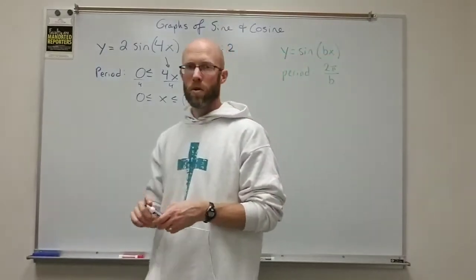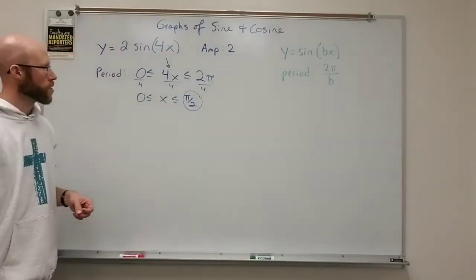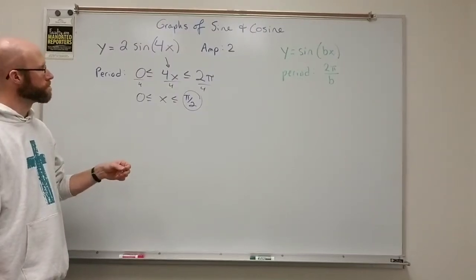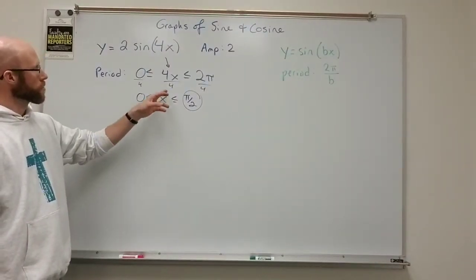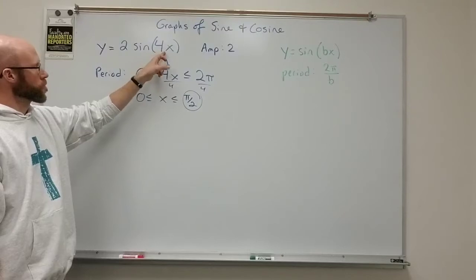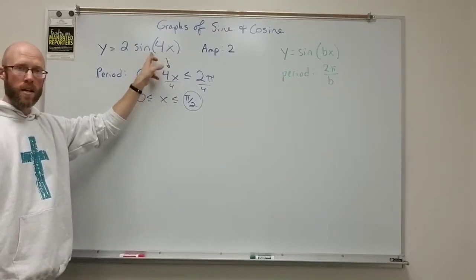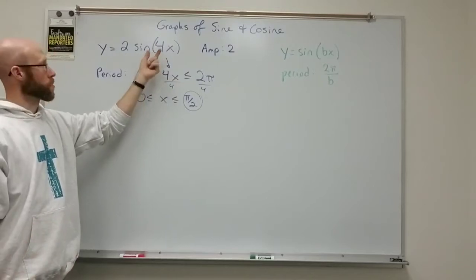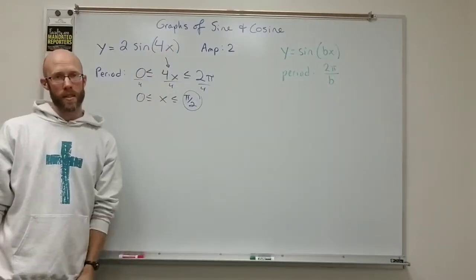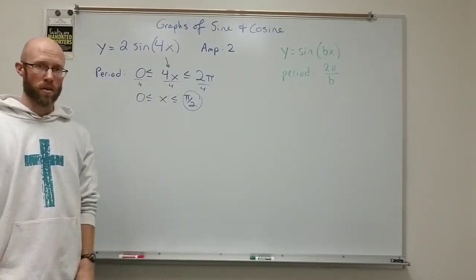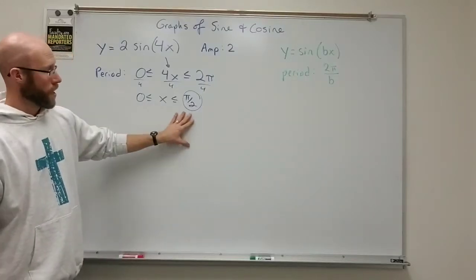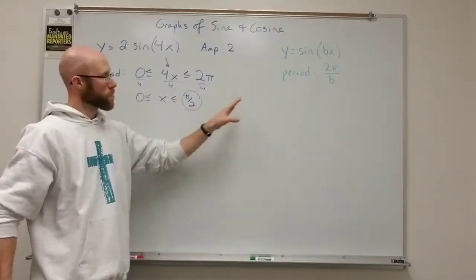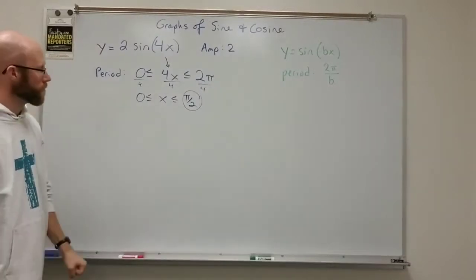Now that only really works when you have just a multiplication going on the inside. In a later chapter or a later section, we're going to be dealing with what happens when you add or subtract on the inside too, and that moves things around a little bit. Okay, so anyway, that's a nice start though. 2 pi over b is our period.